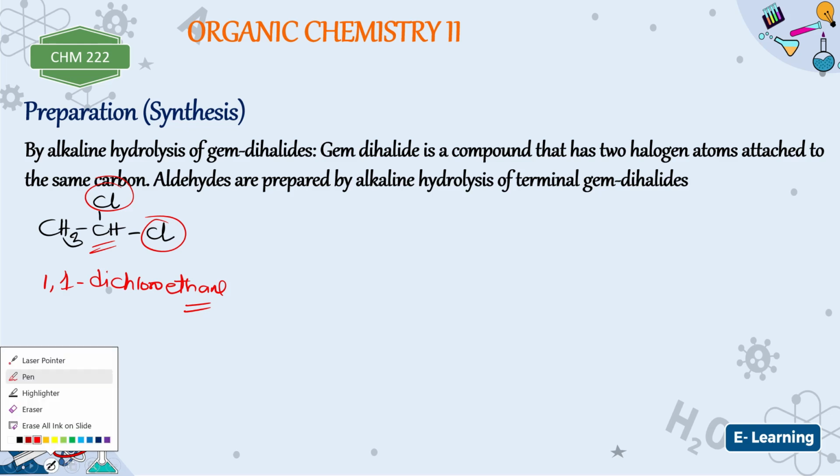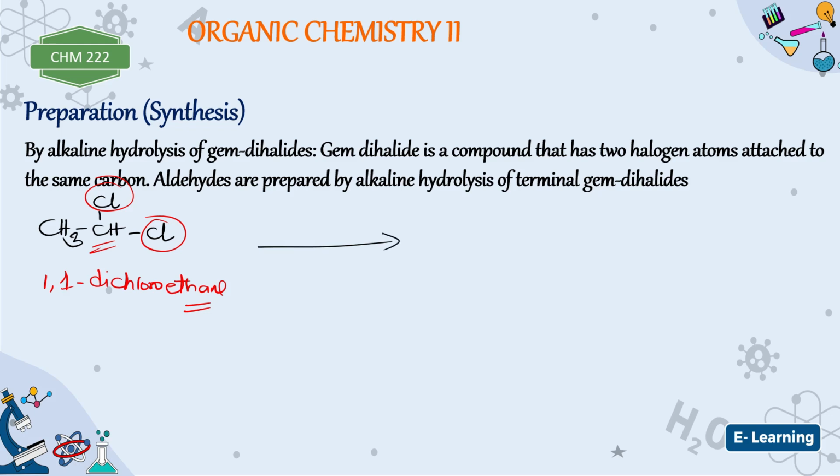We have acid hydrolysis and we have alkaline hydrolysis. So for the alkaline hydrolysis, you need water. What will happen is that these two groups here will be substituted with OHs. So here will be CH3, CH, here will be OH, here will be OH.